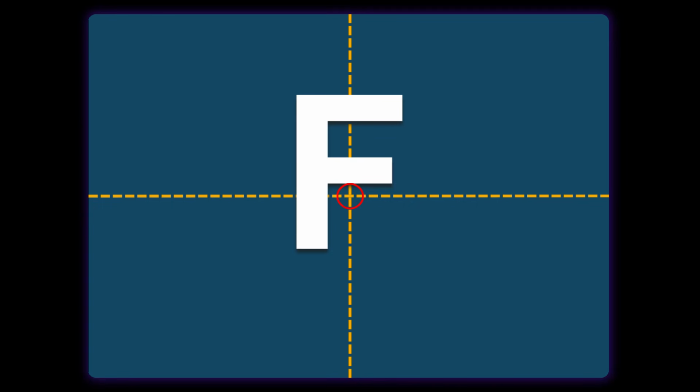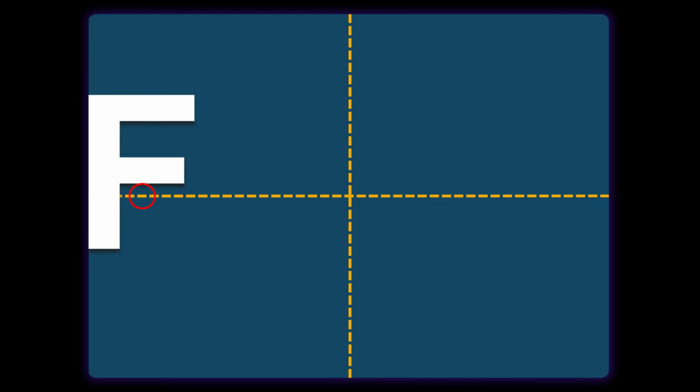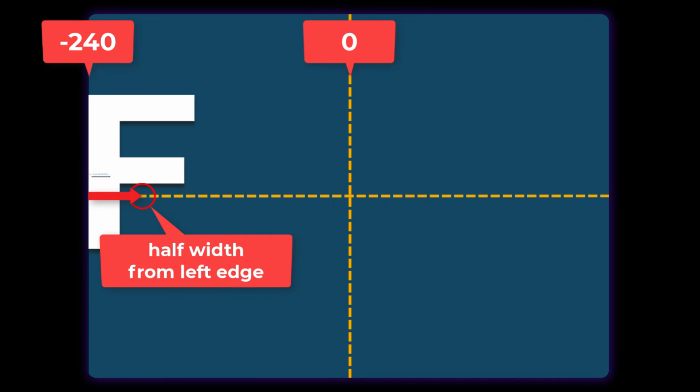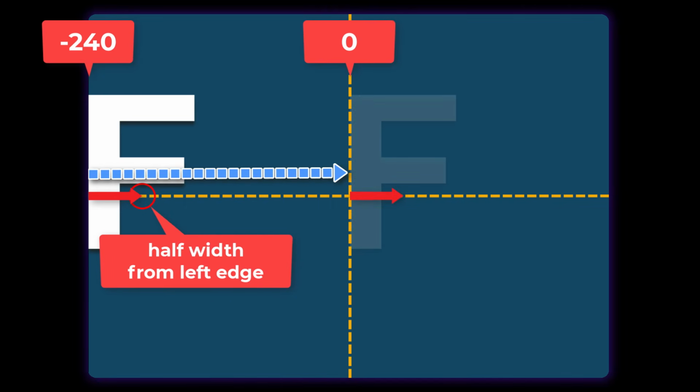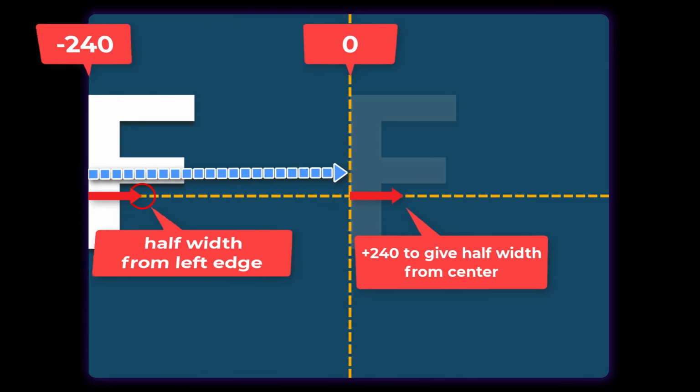Imagine you have a letter, and we move it as far left on the stage as we possibly can. Then we'll move it slowly to the right until it's no longer touching the left edge of the screen. And at this point, we know the middle of the F is now half the width of the F away from the edge. And by definition, we then know how wide the F is. It's the X position of the F plus 240. That gives us half the width of the F. Okay, let's code this up.